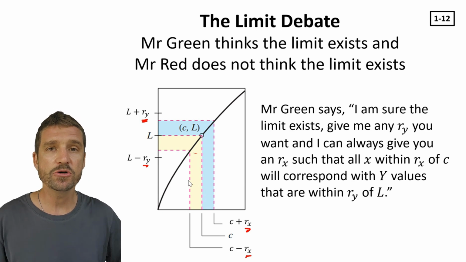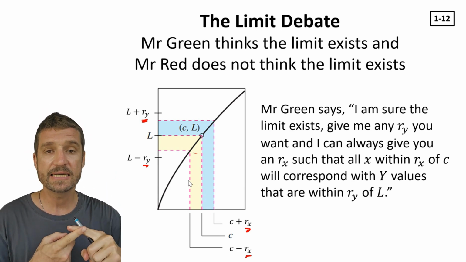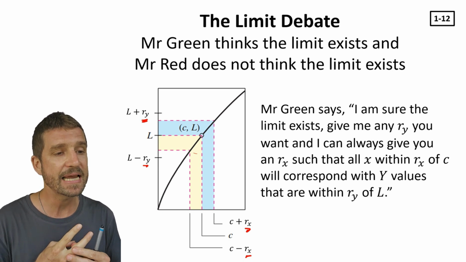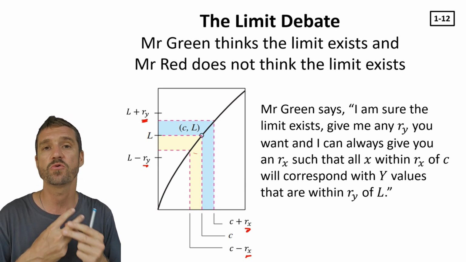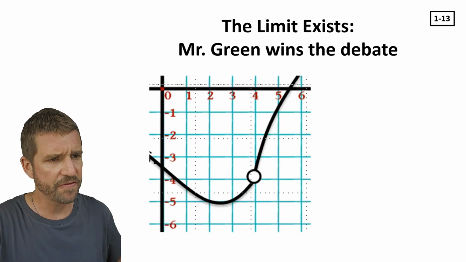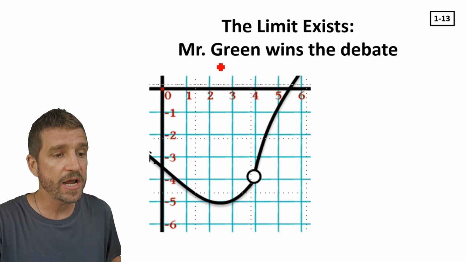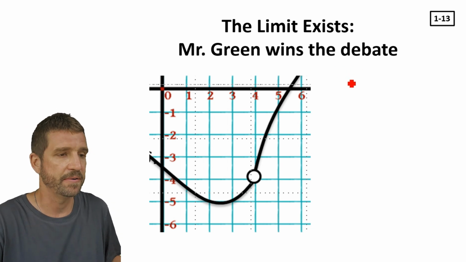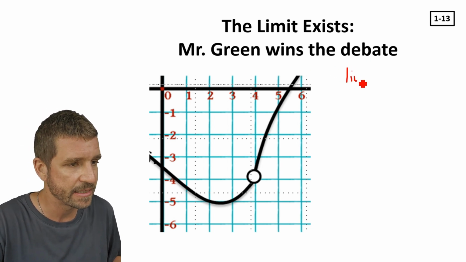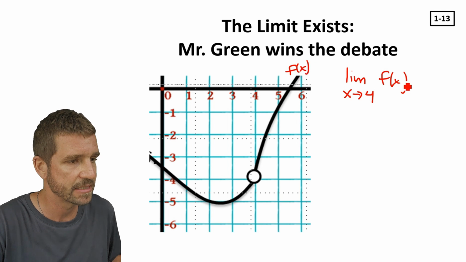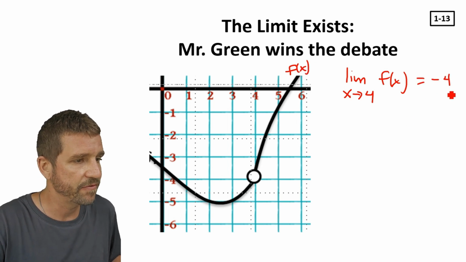So I'm going to show you two examples. One example where the limit exists, where Mr. Green will win the debate, and one example where the limit does not exist, where Mr. Red will win the debate. First off, let's talk about Mr. Green. What's the claim Mr. Green makes? Mr. Green says the limit as x approaches 4 of f of x, this function is f of x, equals negative 4.